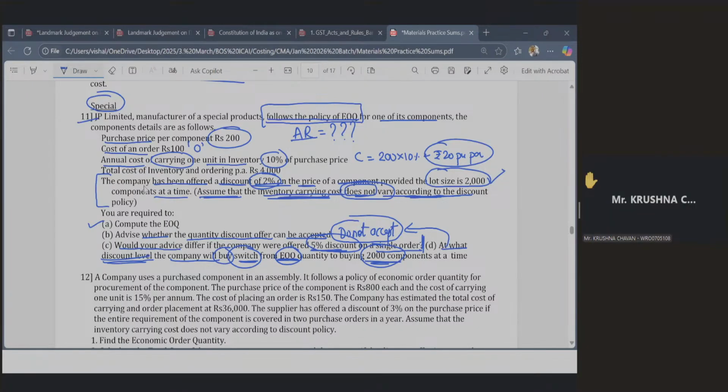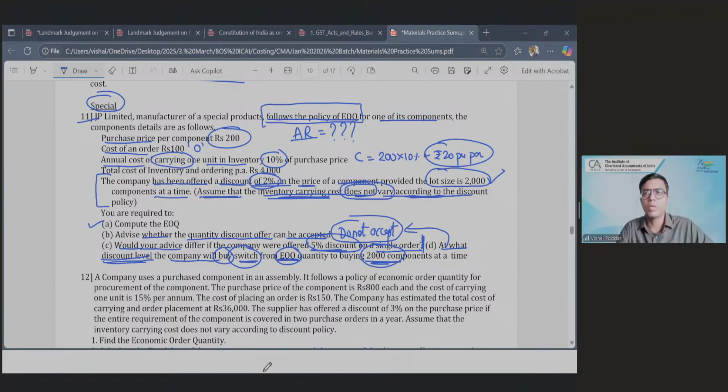Yes, sir. So here Krishna, we will take the total cost as 8 lakh 4,000, the one that we got in EOQ, and after that we will put all the values with the particulars.